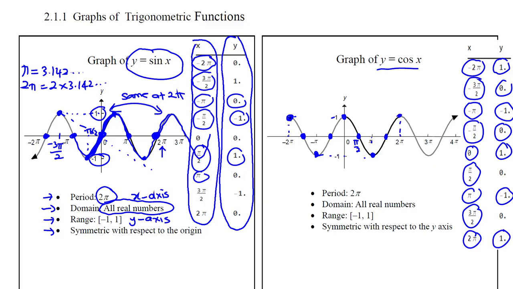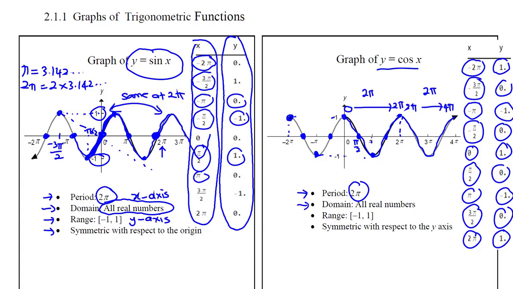You can see the period is this shape, from 0 until 2 pi. And then this is the repeated curve from 2 pi until 4 pi. So the period is 2 pi, because 4 pi minus 2 pi gets 2 pi.